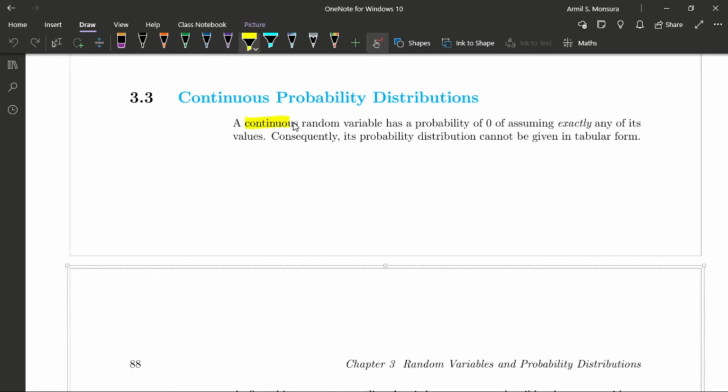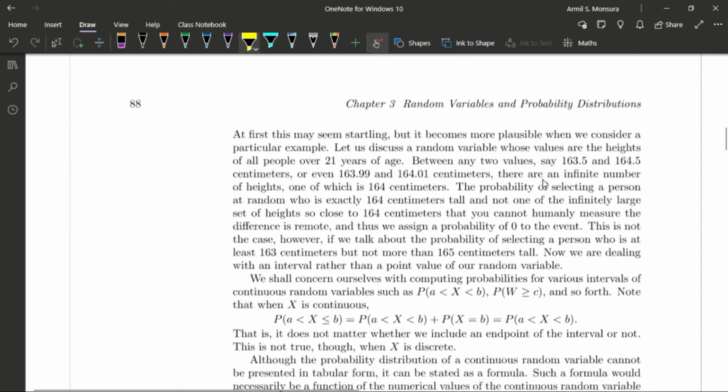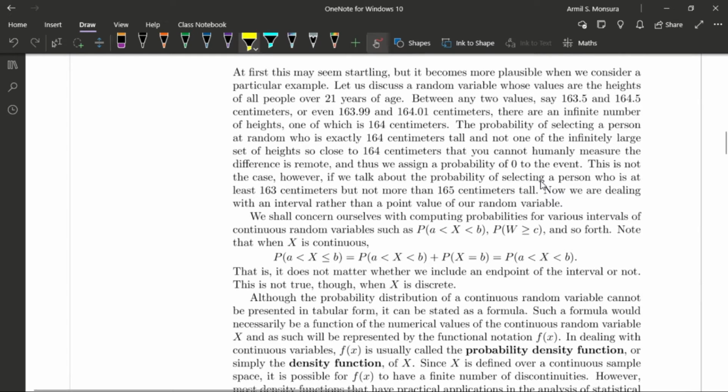random variables. Okay. A continuous random variable has a probability of 0 of assuming exactly any of its values. Okay? Kung meron kayong continuous random variable, don't expect that the probability that your continuous random variable would be equal to one of its values is impossible. Okay? So in that case, we cannot express the probability distribution of a continuous random variable in tabular form. Okay? So that, again, would be odd and amusing.